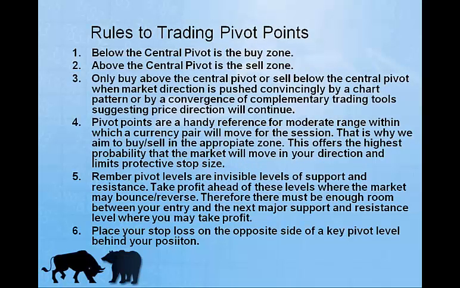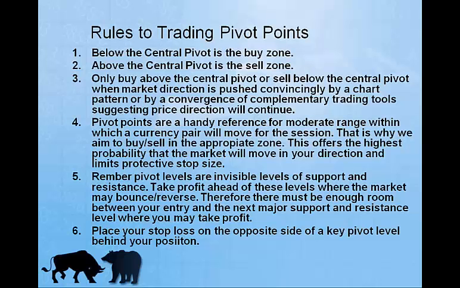Now, the rules to trading the pivot points: anything that's below the central pivot point is considered to be in the buy zone. Anything above the central pivot point is considered to be in the sell zone. We only want to buy above the central pivot or sell below the central pivot point when it's pushed convincingly by a charting pattern or by a convergence using other tools like a Fibonacci number or a bullish engulfing pattern or some other technical factor.